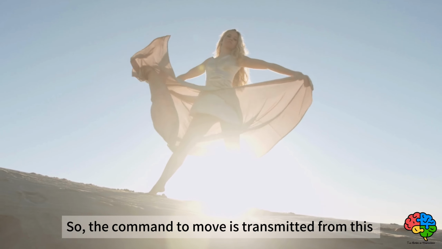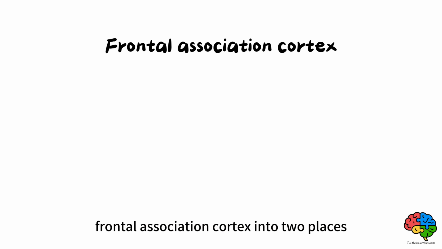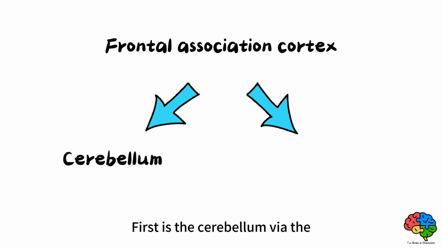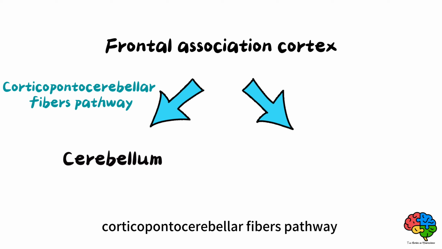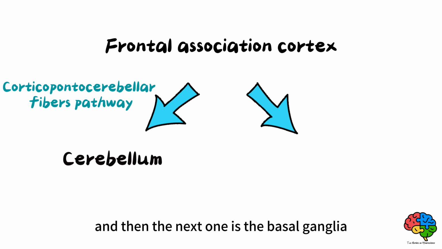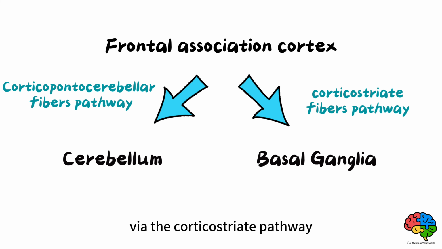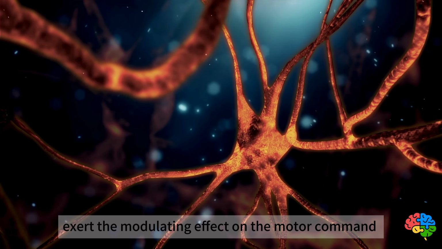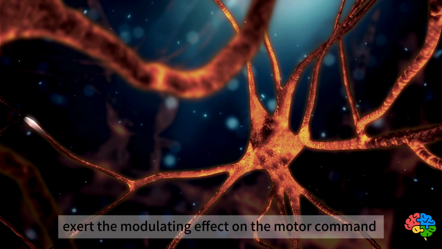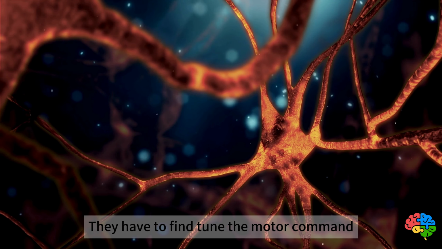So the command to move is transmitted from the frontal association cortex to two places. First is the cerebellum via the corticopontocerebellar pathway. And the next one is the basal ganglia via the corticostriate pathway. The cerebellum and the basal ganglia exert a modulating effect on the motor command. They help to fine-tune the motor command.